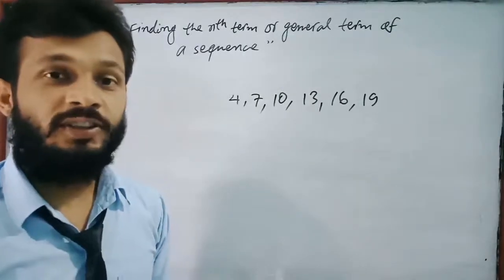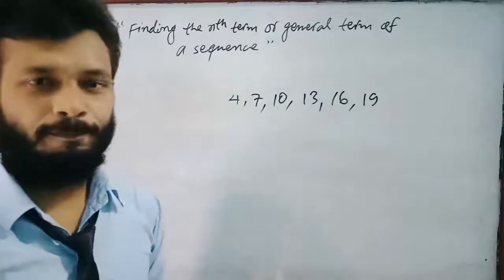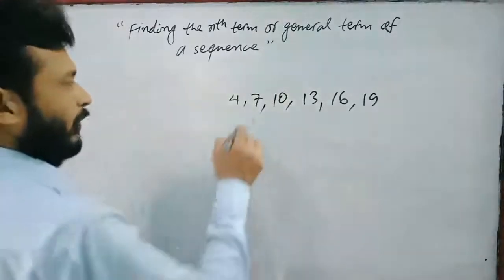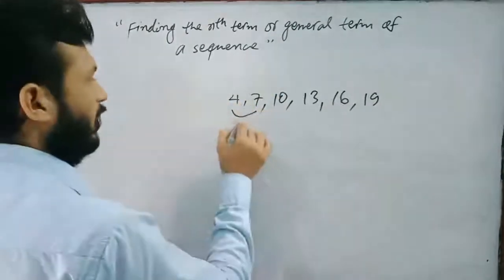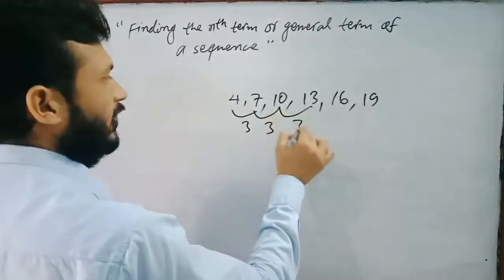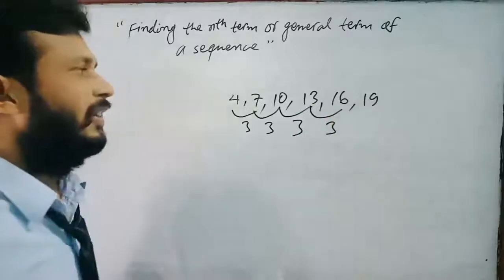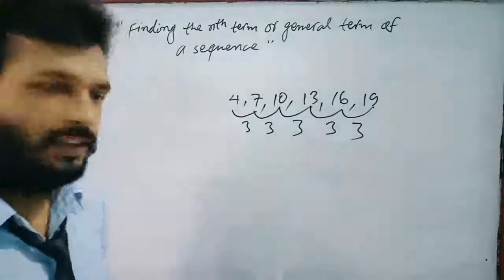How to find? First of all, test which sequence it is. Linear sequence or not? Okay, find. What is the difference of 7 and 4? 7 minus 4, 3. 10 minus 7, 3. 13 minus 10, 3. 16 minus 13, 3. 19 minus 16, 3.